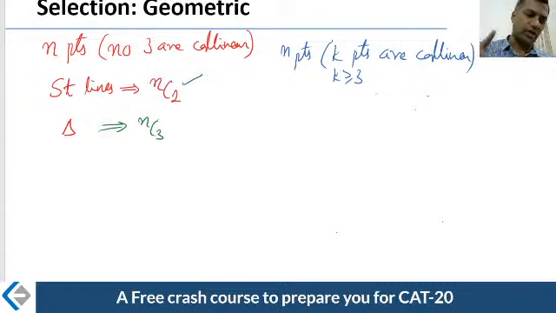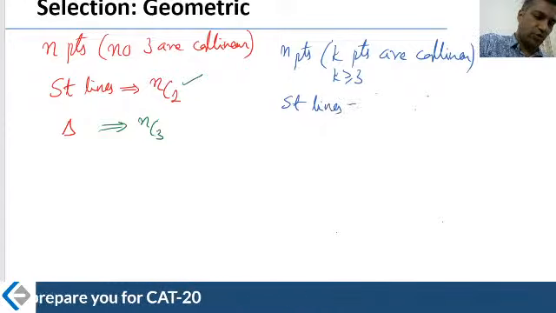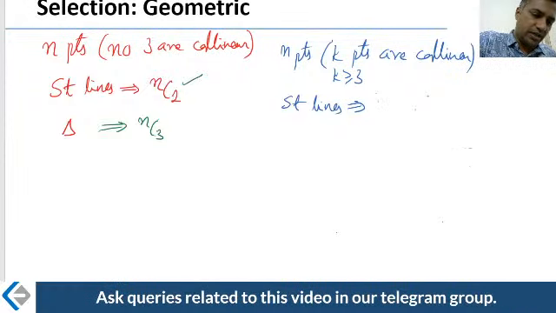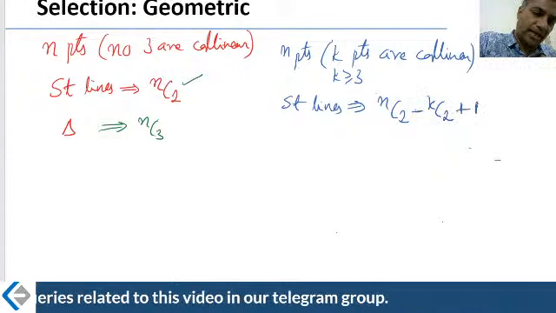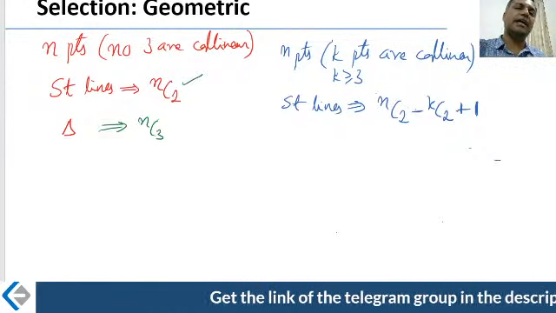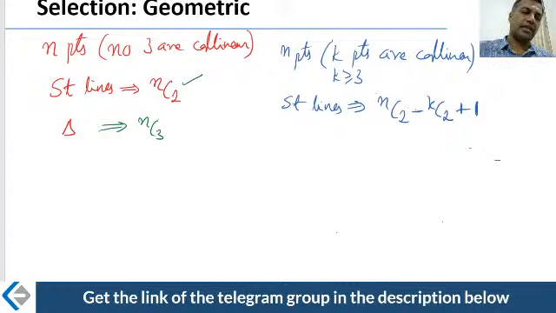K points are collinear. How many straight lines can be formed now? Assume as if nothing is collinear. Then you will be able to form NC2 straight lines. But because k points are collinear, subtract KC2 lines, but add back one line. Add back one line, because when you subtracted KC2 lines, the longest line also got erased.